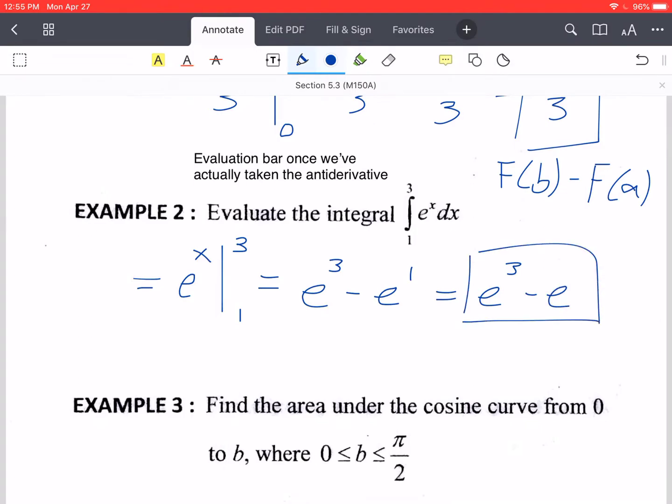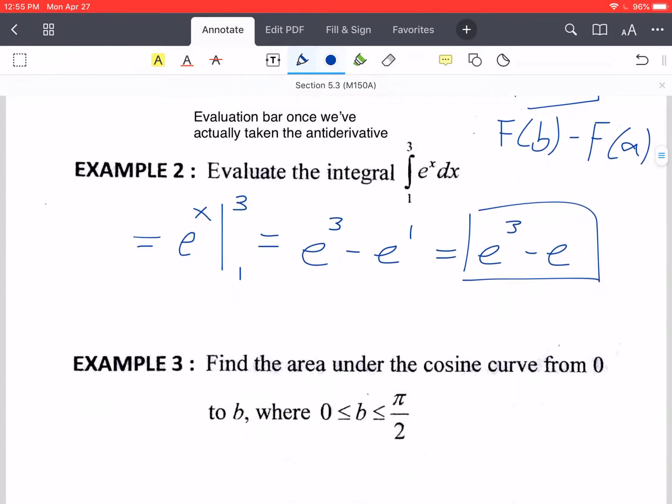Okay, so no need to get approximations. Don't use a calculator for it. Just leave it exact, and that's the best way that you could write it. So we get e cubed minus e for the area under that curve. Okay, let's look at one more.